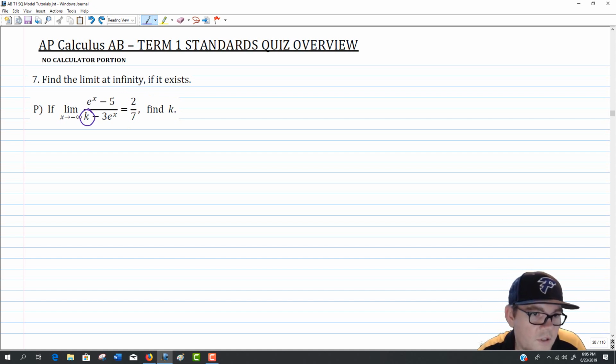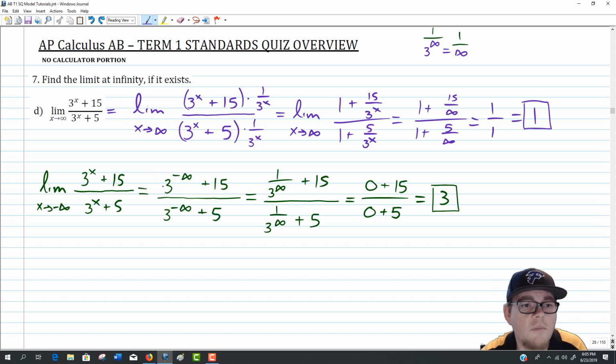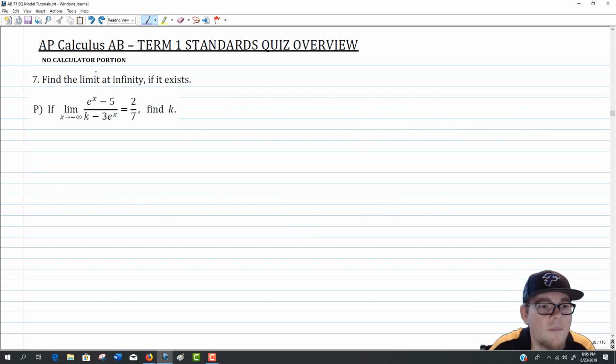And of course, it's not sufficient just to go, here it is, because that's not funny anymore. It's probably funny the first time when you were in like 6th grade. So in looking at this limit, once again, I'm going to play the same strategy that I did on the previous question. I went ahead and plugged in negative infinity. So I get e to the negative infinity minus 5 over k minus 3 e to the negative infinity.